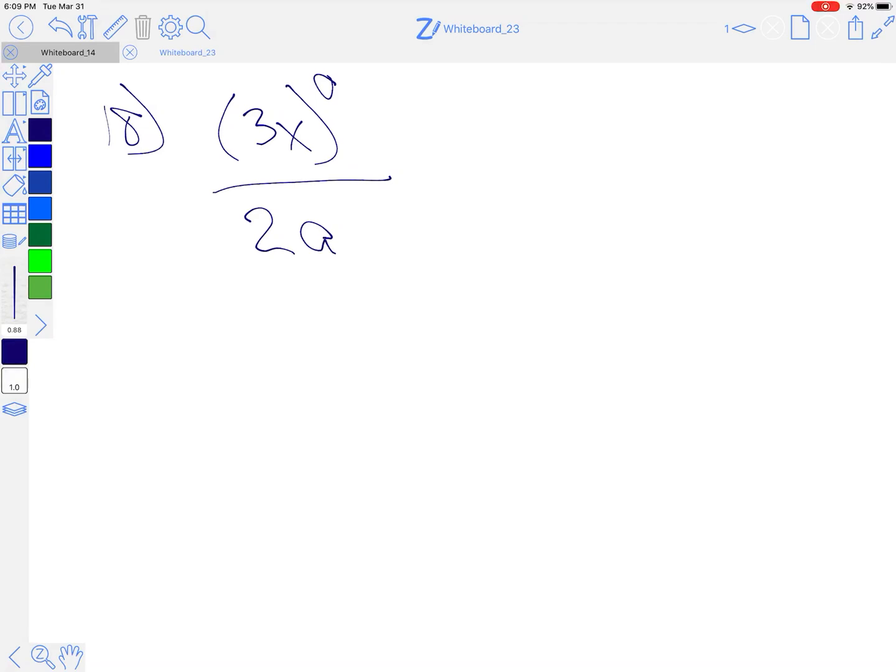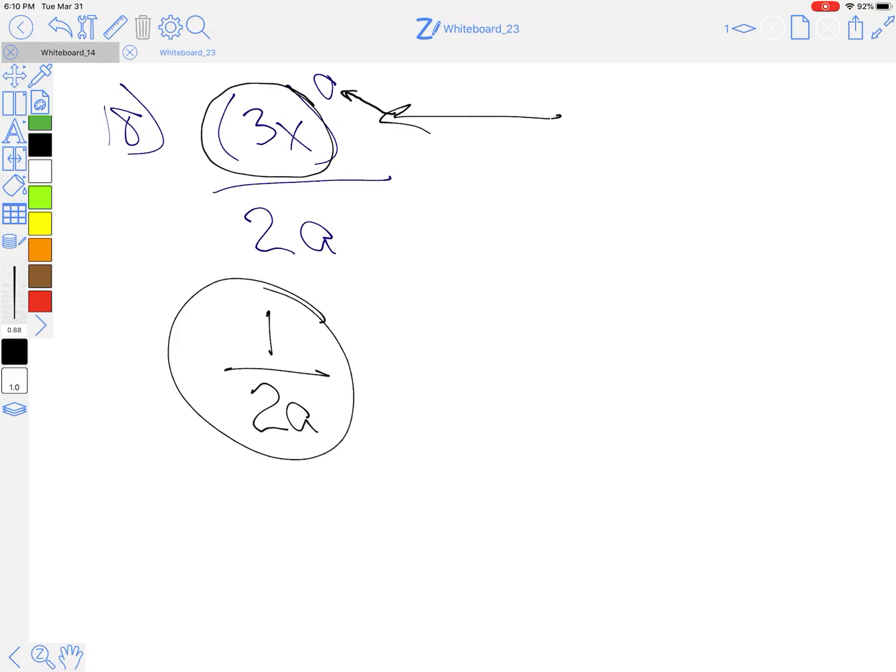And this one's actually a pretty simple one. If we remember one thing about this part on the top, and more specifically, if you remember about anything to the 0 power, anything to the 0 power is always 1. That means this whole portion on the top just becomes 1. And there's nothing else happening to the bottom, so it just stays 1 over 2a. So as long as we remembered that anything to the 0 power is 1, this one is pretty simple.